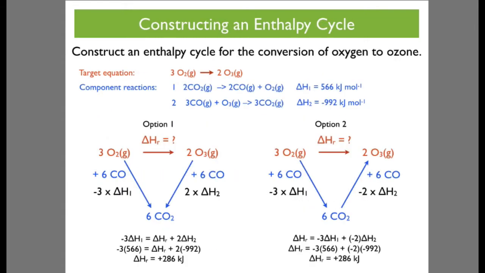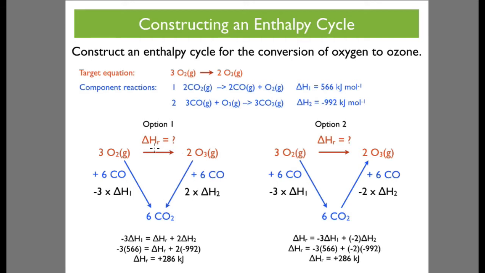Okay, constructing enthalpy cycles is another way of looking at these things. When constructing an enthalpy cycle for the conversion of oxygen to ozone, we've got this target equation that we know of, and we've just looked at these 2 component reactions. An enthalpy cycle for this one would be as follows. We've got oxygen, and we want to take it to ozone. We know that we can convert oxygen to carbon dioxide, because here a reverse would be to carbon dioxide, and we know that ozone can go to carbon dioxide.